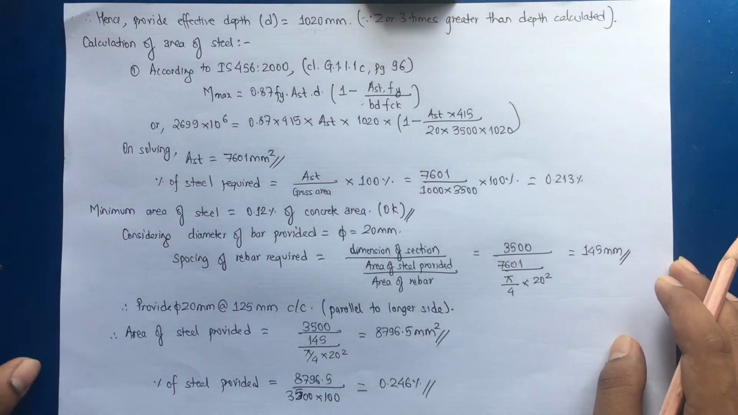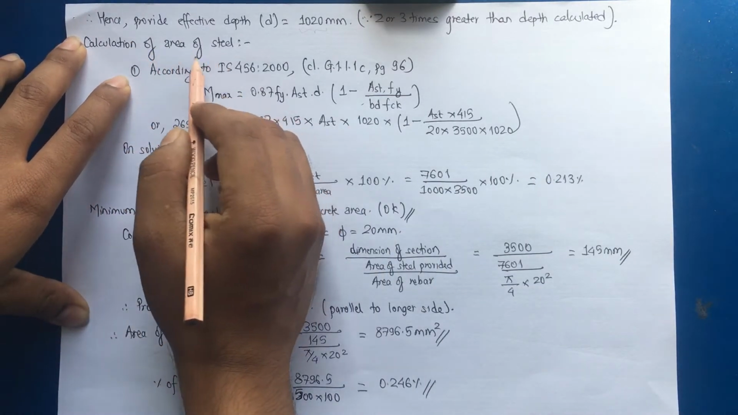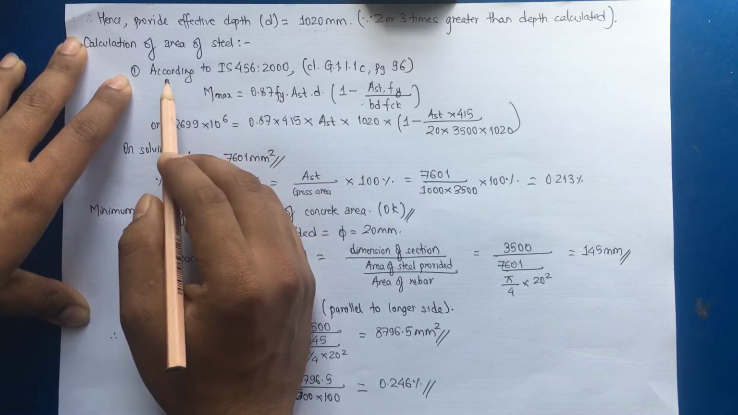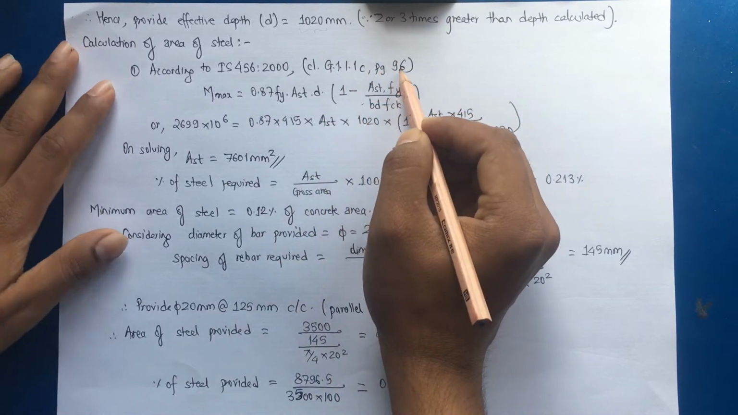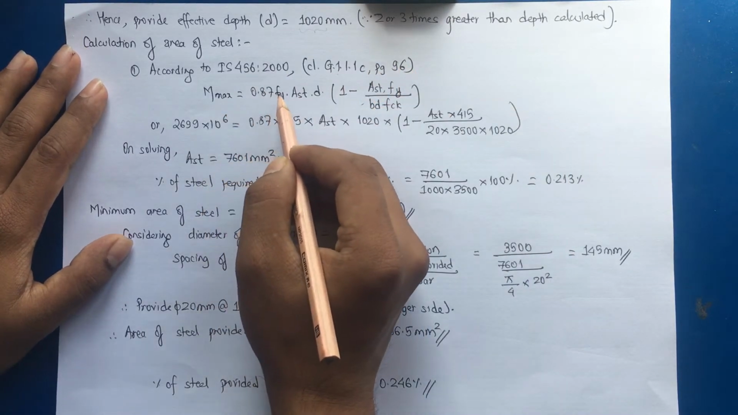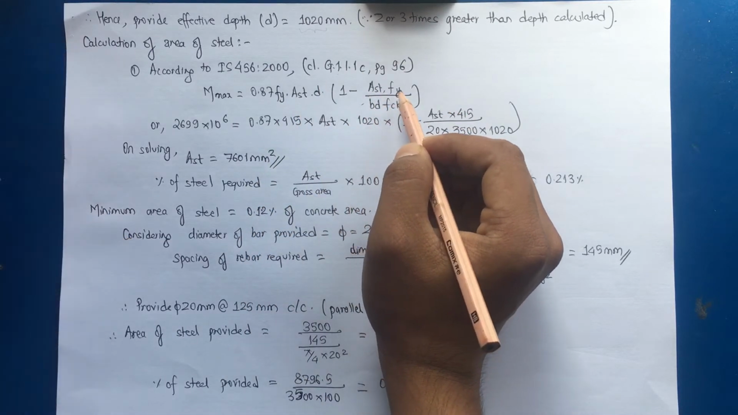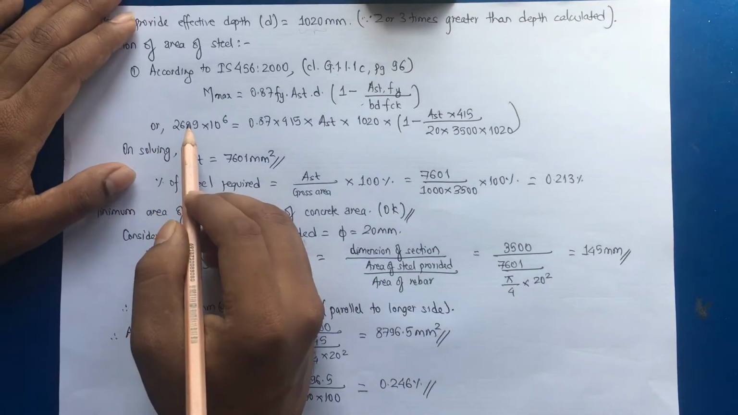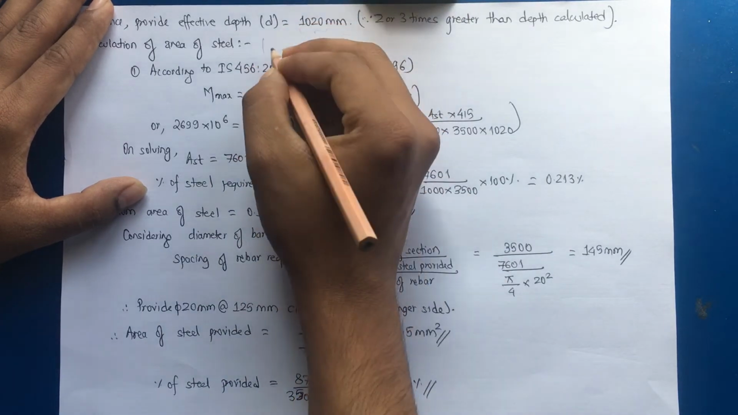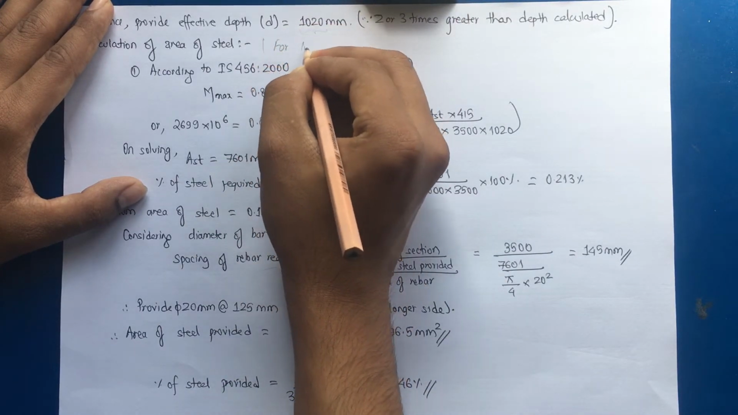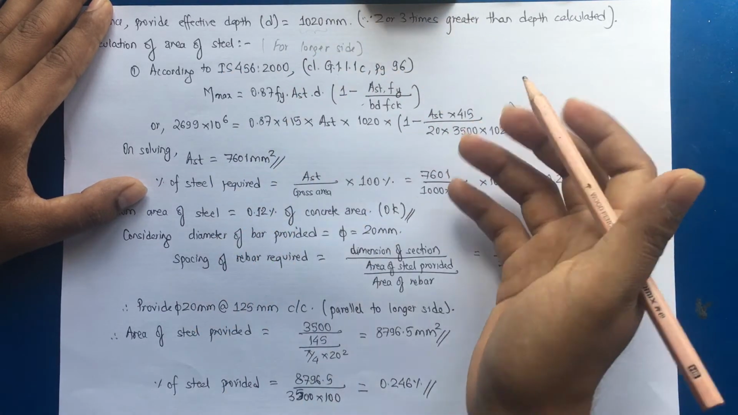The next step is to calculate the area of steel required for our section. The area of steel is calculated with the bending moment, and for this we have code IS 456-2000, clause G.1.1c, page number 96. So Mmax is equal to 0.87 Fy AST D into 1 minus AST Fy by BD FCK. We'll consider the maximum moment, and we'll calculate the area of steel for the longer side as well as the shorter side. So this is for the longer side.